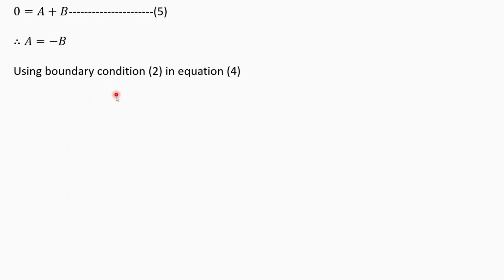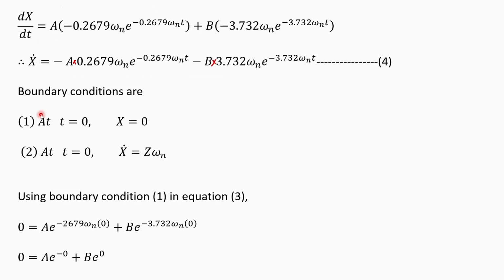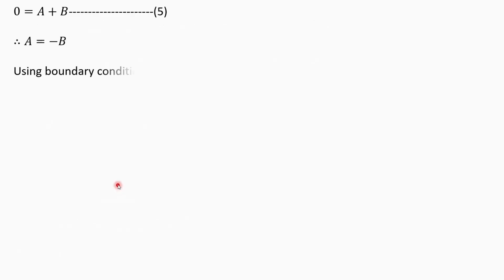Now using the second boundary condition in equation 4. Equation 4 is this particular equation, which we have just seen. In that equation we have to substitute this boundary condition, that is x dot is equal to zeta omega n, and in place of t we substitute 0. So let us substitute those values.